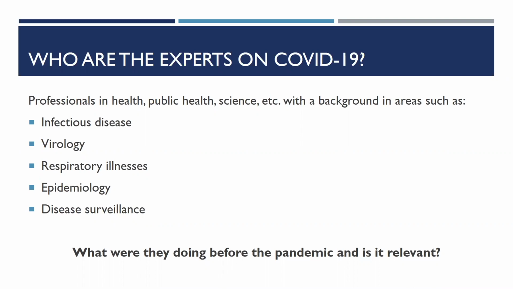So you want to think about not so much of having a steady list of all the trustworthy people, but think about who are these people? What were they doing before the pandemic? And how is the work before the pandemic relevant to our current situation?